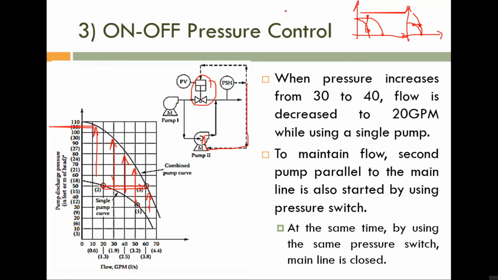Please note one more thing. In this particular case, the PSH has two functions. PSH is used to start the second pump. At the same time, PSH is used to close this path by using a solenoid control valve. So it has two functions. As we discussed in the last class, this PSH must have a neutral zone. Otherwise, what will happen? Cycling will occur. Continuous switching will occur if the PSH is without a neutral zone. So PSH must have a neutral zone. That one is not shown here. So here a neutral zone is there.